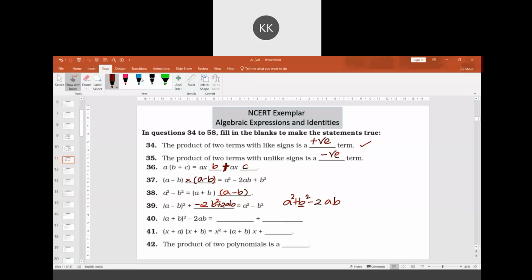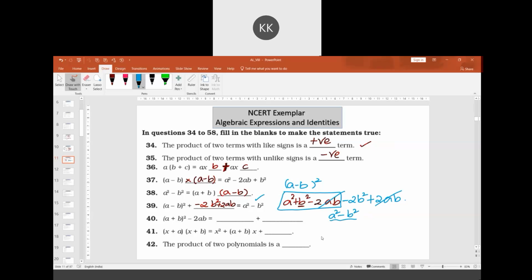Not understood, sir. Okay, let me explain. This particular thing is A minus B whole square. On expansion, we get this. To this, I am going to add minus 2B square and plus 2AB. This gets cancelled, and we'll be having A square. B square minus 2B square is minus B square. We get this result.